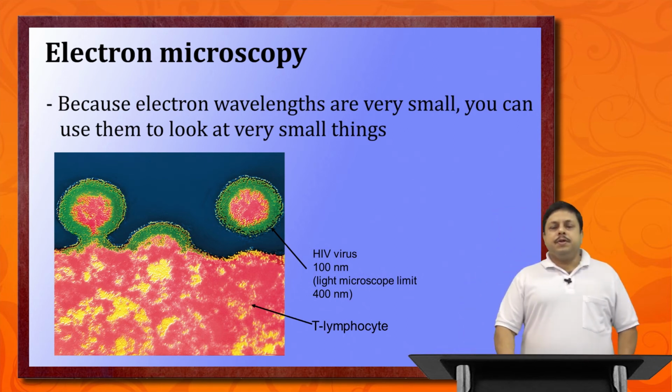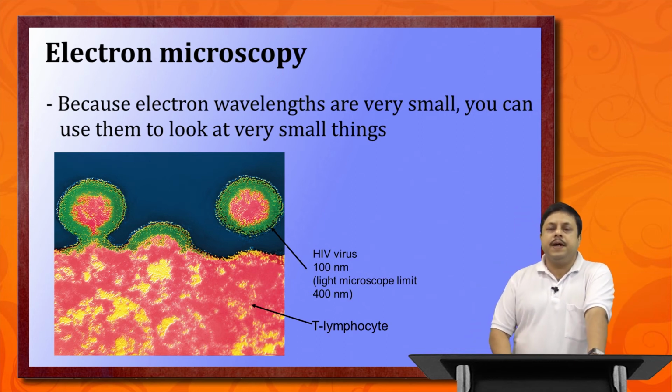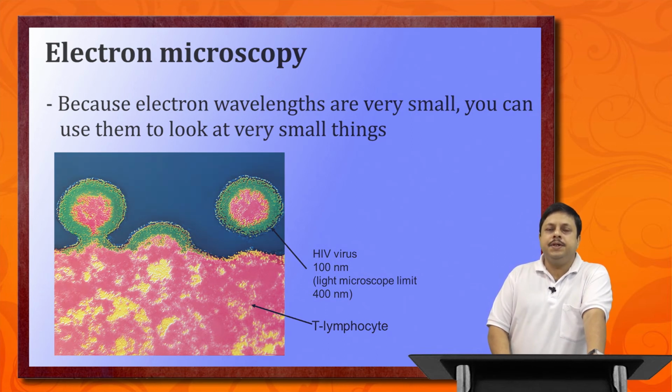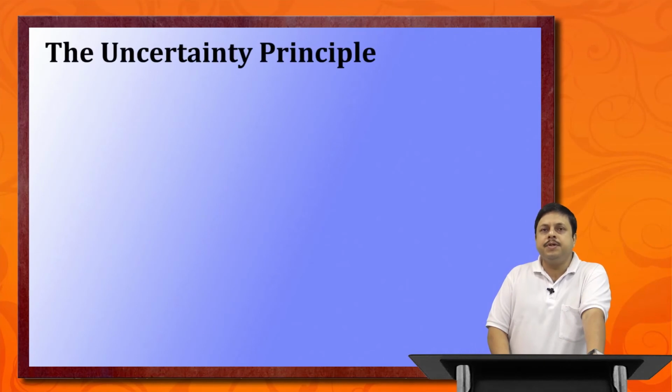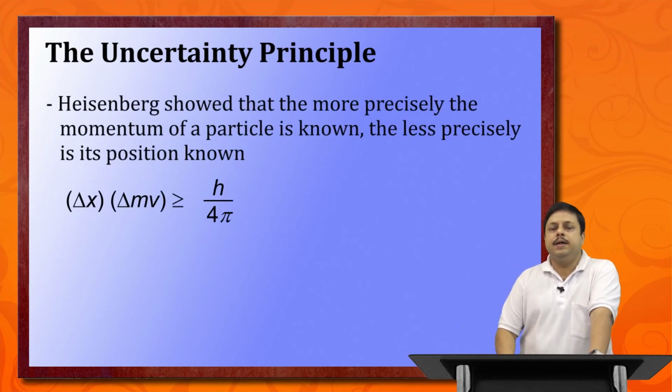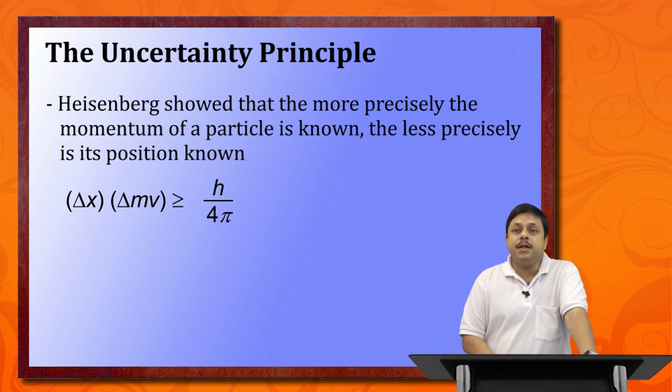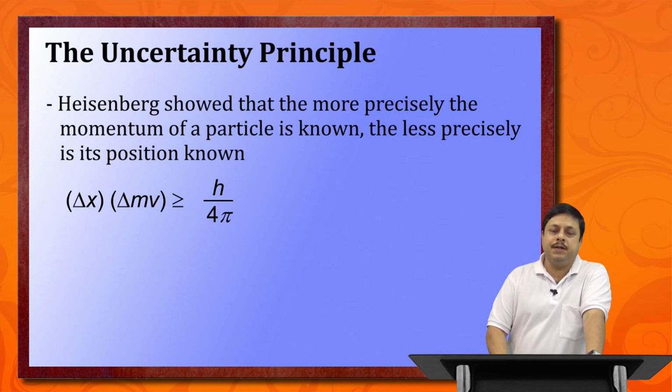Another very important finding, which was completely a theoretical finding that came up during this time, the early 20th century, was the uncertainty principle by Werner Heisenberg. Heisenberg postulated that it is actually impossible to simultaneously and precisely determine the position and the momentum of a dynamic microparticle.